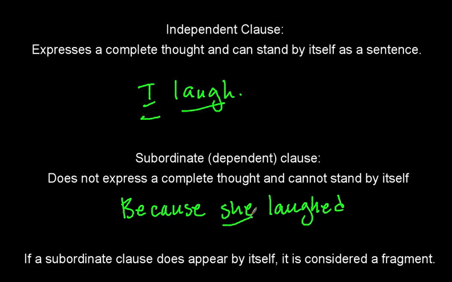But the critical thing to remember is that we have a subject and we have a verb. So this is clearly a clause, but because we have the subordinating conjunction in front of it, it will not work on its own. Now, you can combine them, and suddenly you have a pretty neat construction. I laughed because she laughed. That works out just fine. We can also move the subordinate clause to the beginning, which is a nice thing about clauses. Because she laughed, I laughed.